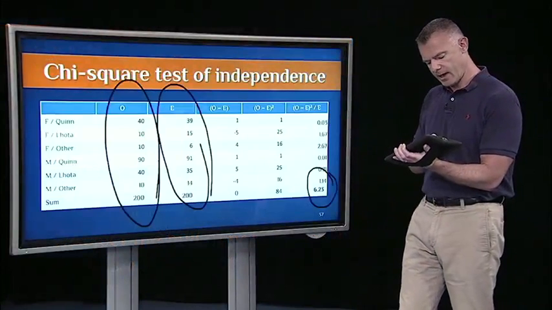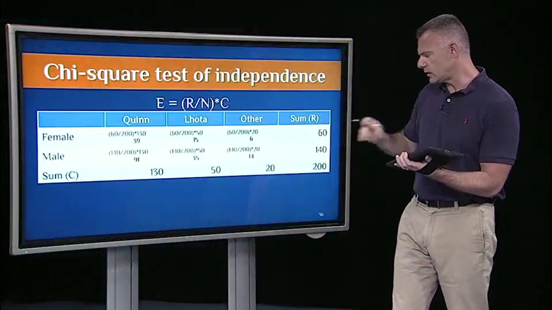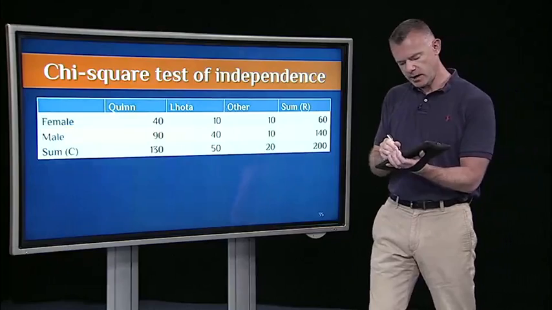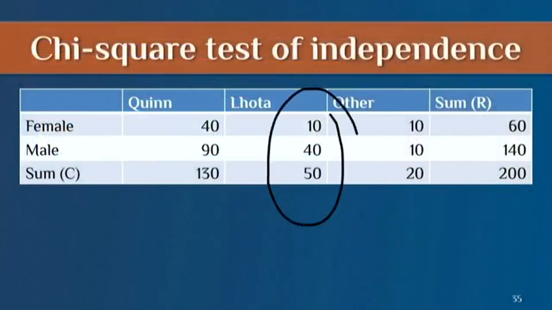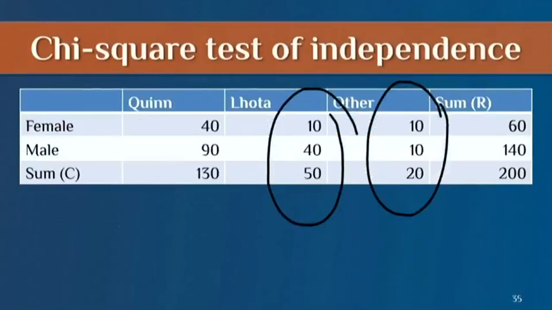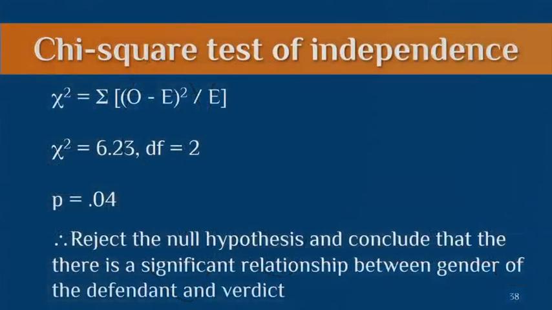If we look back at the contingency table and the actual results, note that it's really coming from this piece of the table, right? The expected frequencies here are 15 and 35 for Loda, but they're 10 and 40 is what we observed. So what's really driving this result is that more men are choosing Loda than we would expect. So in this case, we get a statistically significant result.